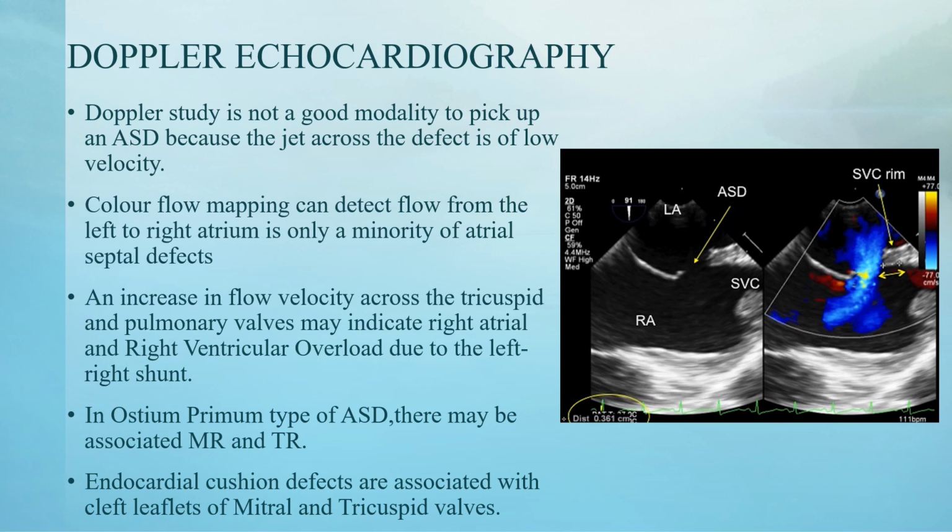Then there will be an increased flow velocity across the tricuspid and the pulmonary valves, because of increased volume overload in the right atrium and the right ventricle. In the ostium type of ASD, there will be an associated tricuspid regurgitation and mitral regurgitation. Endocardial cushion defects are associated with cleft leaflets of the mitral and tricuspid valves.